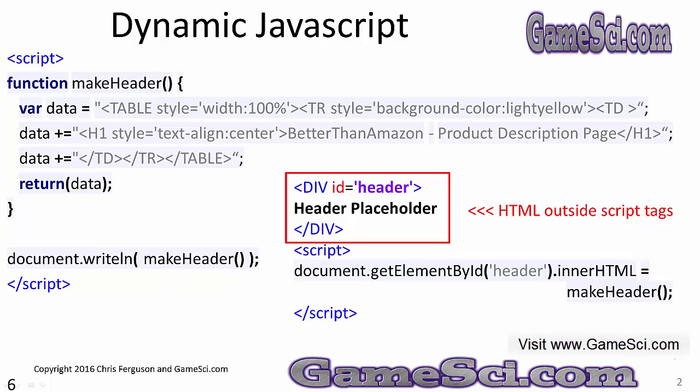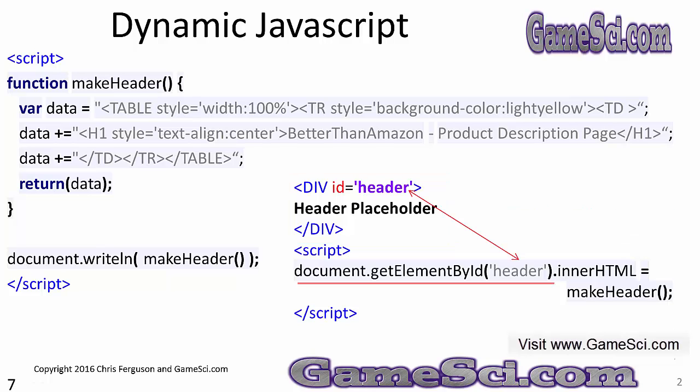If you're going to use inner HTML, you need to create an ID. So this ID of header, and I'm going to put a header placeholder in there. Again, that's not a requirement that I put a placeholder here, but I do intend to change the header and replace header placeholder with the dynamically created HTML that the function makeHeader uses. So again, this is outside the script tags. I set up a header where I want it to go on the screen. Then inside of script tags, I call document.getElementID, and I say access the header div.